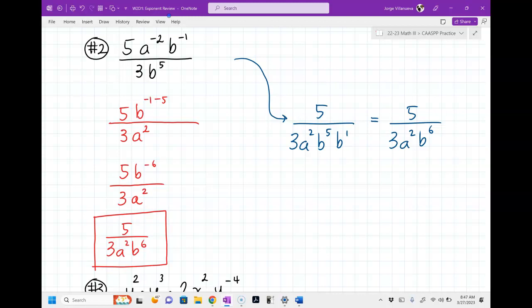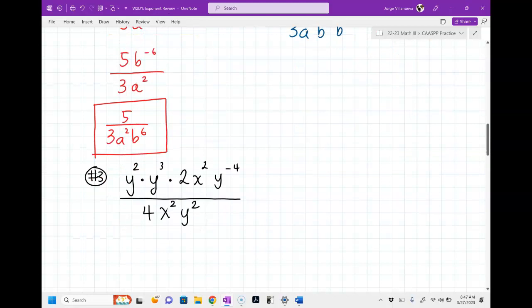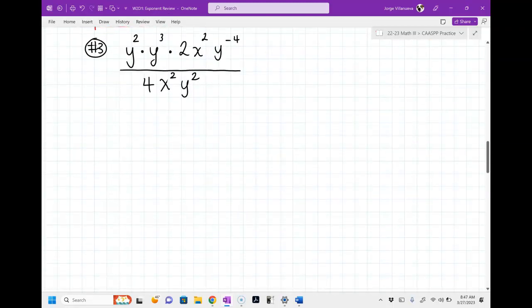Just make sure you follow the rules, right? Negative powers move. Okay, add the powers if you're multiplying same base. Subtract the powers if you're dividing the same base. So whichever way you prefer, it'll work, okay? So something like this, me personally, I would simplify first. I wouldn't move my negative powers and stuff. I would just multiply tops, multiply bottoms, do whatever I can. Okay, and then after that, I'll do my movement of my variables if I have to.